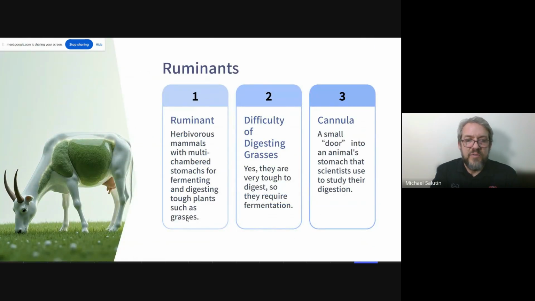And just remember that horses are not ruminants, cows are ruminants, buffalo are ruminants. And the reason that ruminants have this four-chambered stomach is due to the difficulty of digesting the very cellulose-rich grasses, extremely tough and difficult to break down. And remember, the definition of cannula is the small door into the animal's stomach that the scientists use to study their digestion.